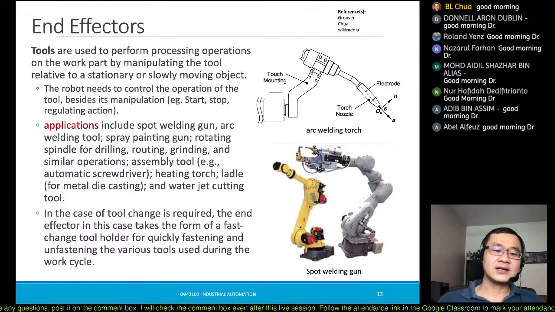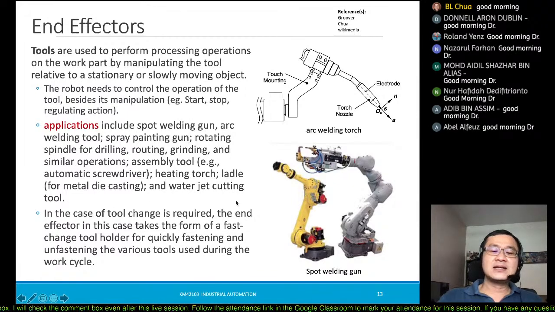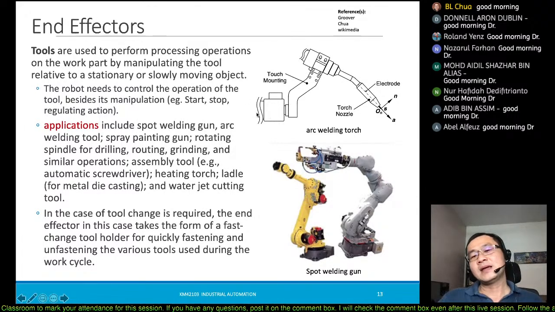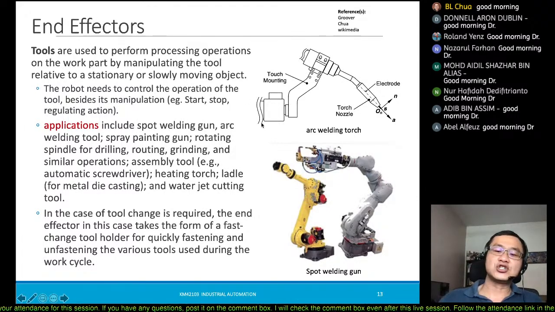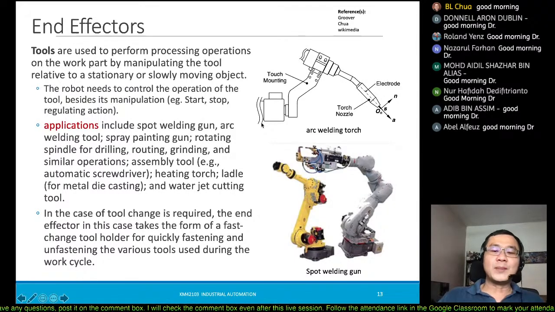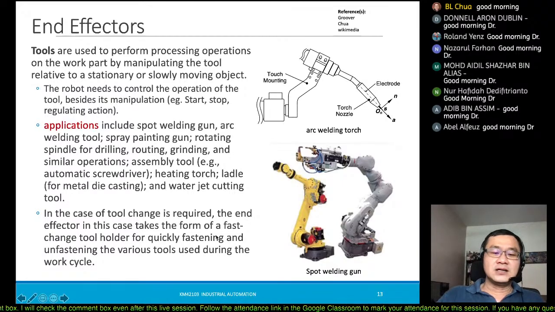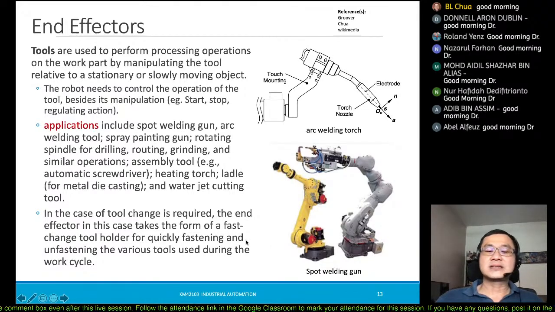good enough, right. So in the case where tool change is required, then this end effector may take the form of fast changing tool holders, to release. That's why you have a mechanical interface so that you can change your tools, automatically or maybe manually, up to you, during the work cycle.